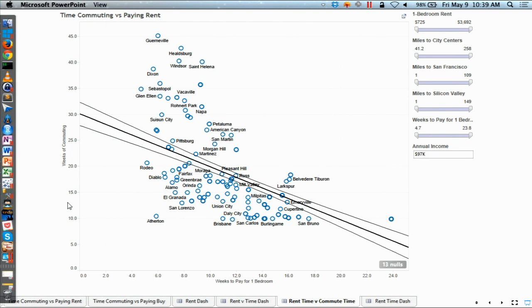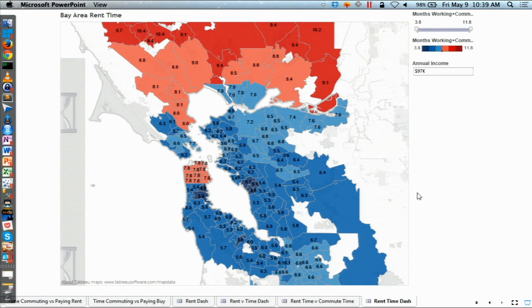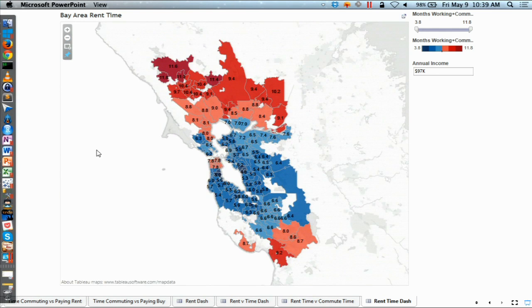And we can see the exact same pattern. However, we could add these numbers, because all of a sudden we're looking at weeks in both places. So we're going to convert those into months, and we're going to see here the number of months it takes to pay for the rent and commute for every single zip code in the Bay Area. And what we can see is it takes 7.8 months for a highly paid data scientist or analyst to live in the San Francisco area, just to pay for a place.